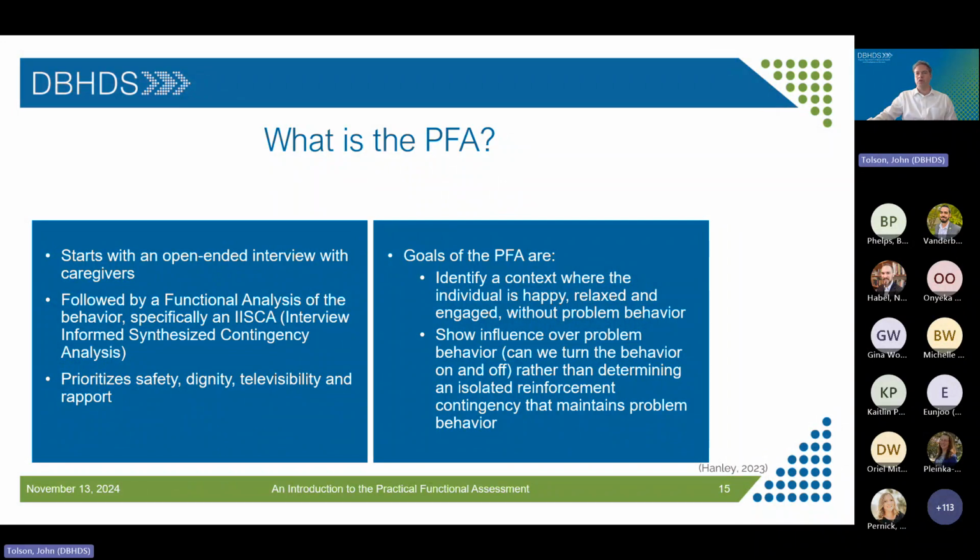There are two overall goals of the PFA, and they are to identify a context where the individual is happy, relaxed, and engaged without problem behavior, and to show influence over the problem behavior, meaning you can turn the behavior on and off, rather than being concerned with isolated reinforcement contingency that maintains problem behavior, looking more deeply in the context.